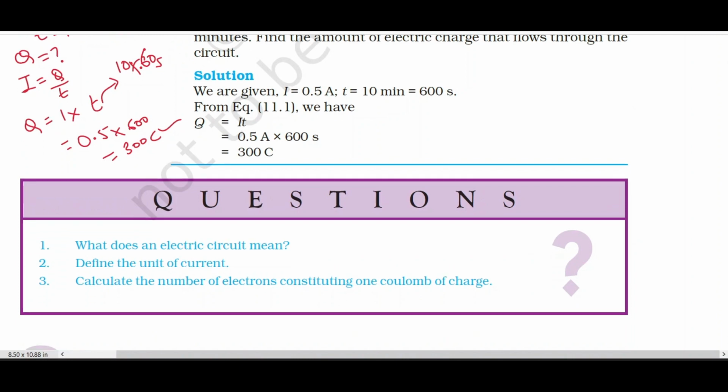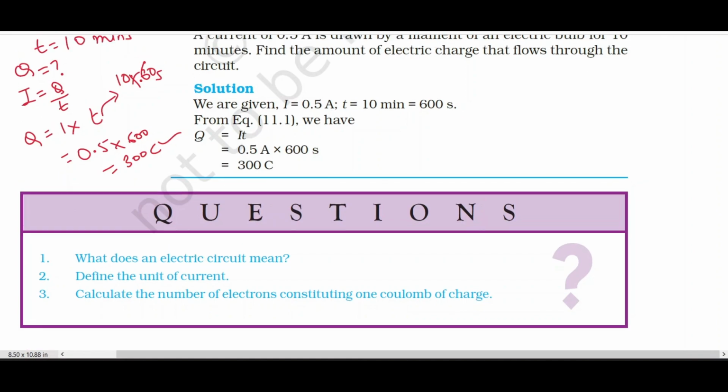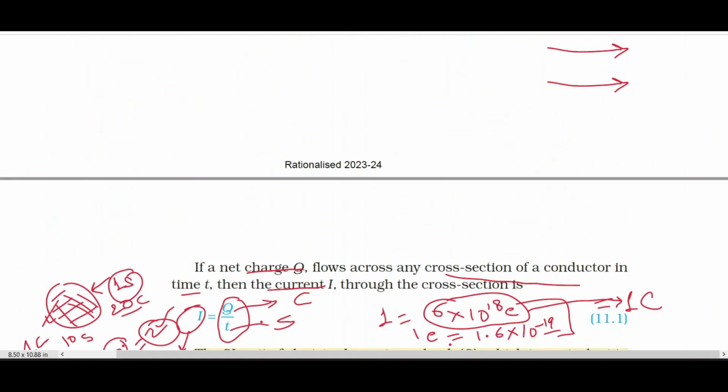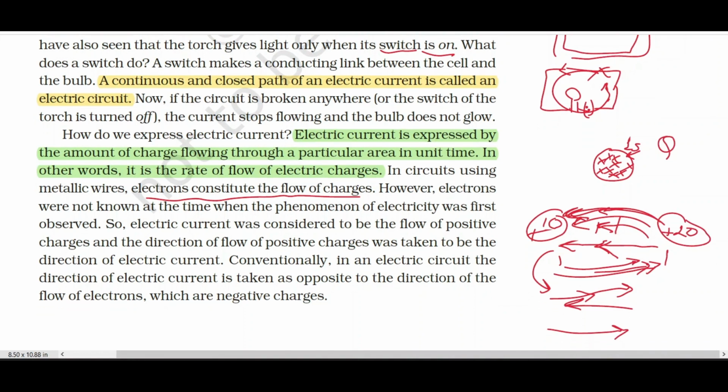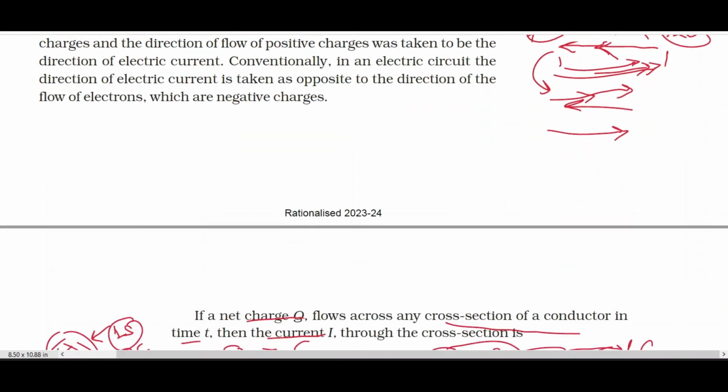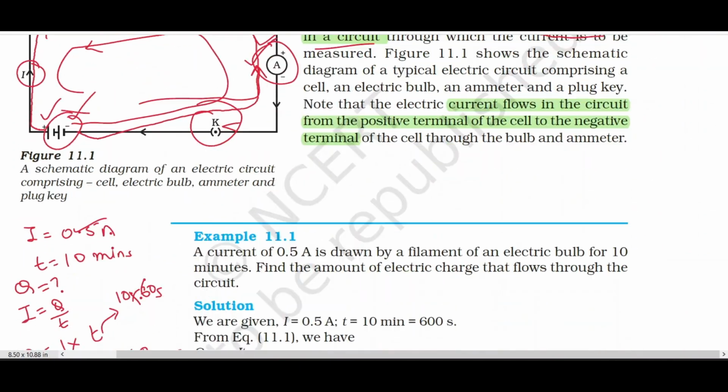लेट्स डिस्कस द क्वेश्चंस गिवन हियर. व्हाट डज एन इलेक्ट्रिक सर्किट मीन? इलेक्ट्रिक सर्किट का क्या मतलब होता है? वी जस्ट स्टडीड that a continuous and closed path of an electric current is called an electric circuit. Okay, एक कोई भी कंटिन्यूअस और क्लोज्ड पाथ जिसमें से इलेक्ट्रिक करंट फ्लो करे उसको हम इलेक्ट्रिक सर्किट कहते हैं.